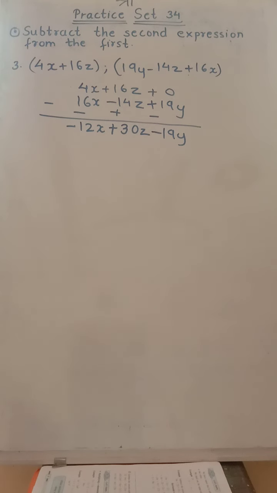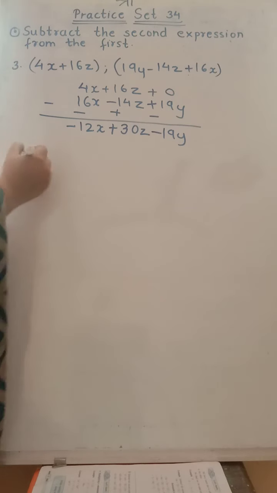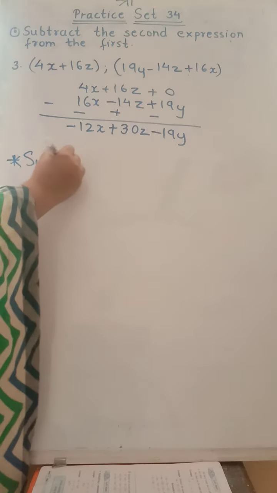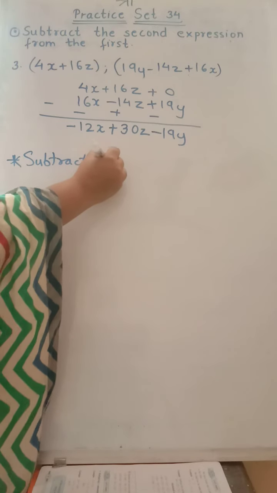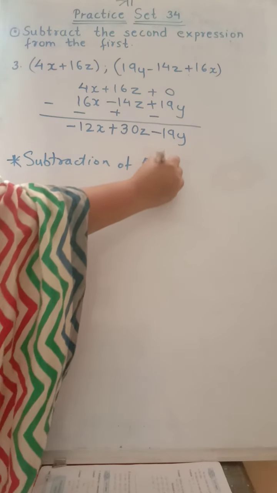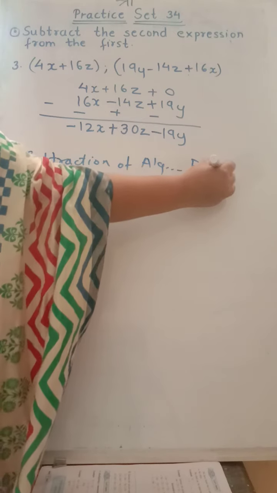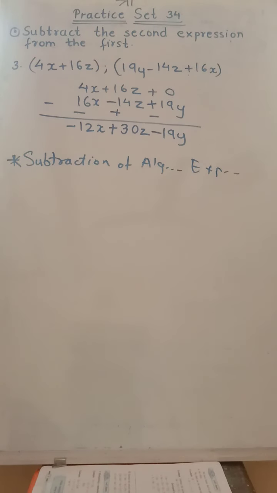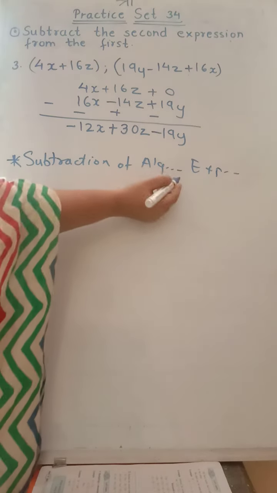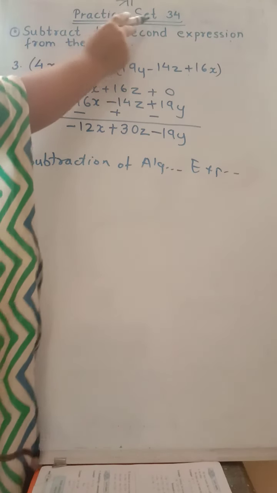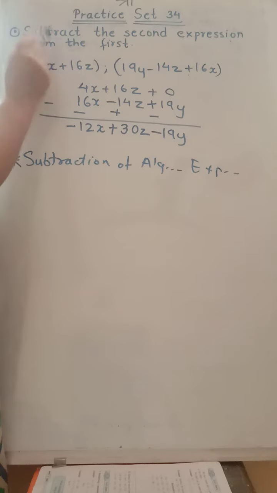Okay, so after practice set 33, you will make a star. After solving practice set 33, you will make a star and you will write subtraction of algebraic expression. You will write the full form, expressions. On page number 58 you have that. So you will write this and then you will write practice set 34. Write this question and solve the 5 sums neatly in your CW.